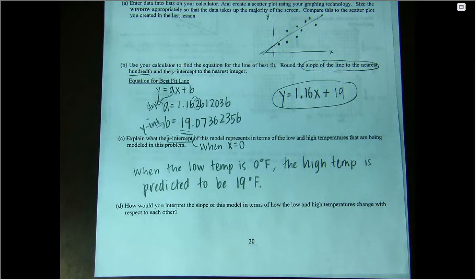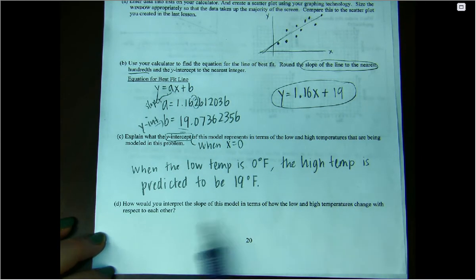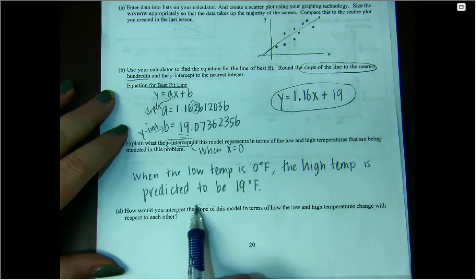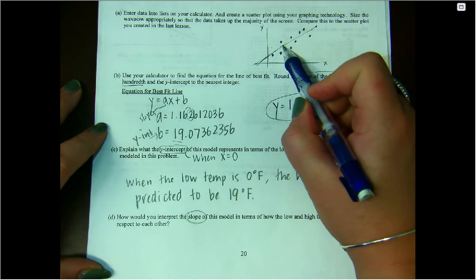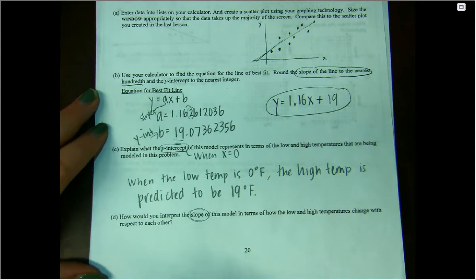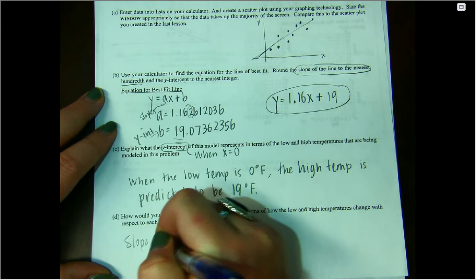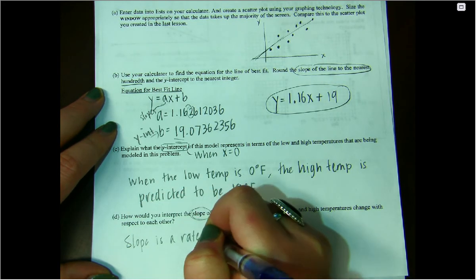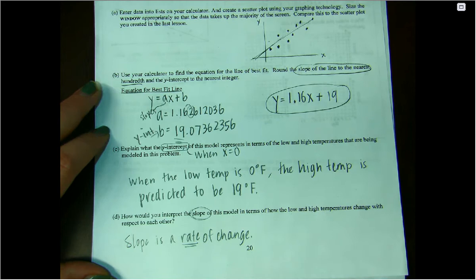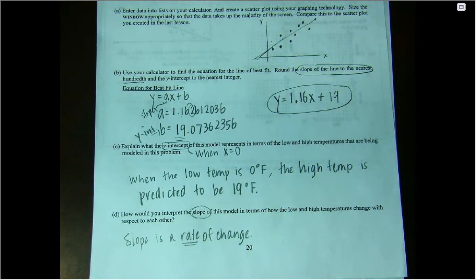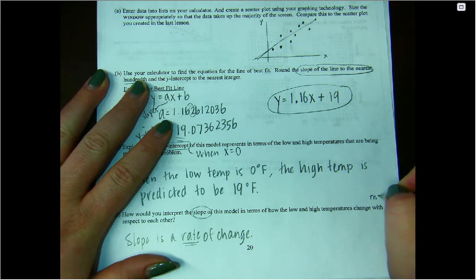Okay. D says, how would you interpret the slope of this model in terms of how the low and high temperatures change with respect to each other? Okay. What does slope represent? Okay. Slope. Up some, over some, up some, over some. The first thing I want to point out to you is that the slope is a rate. Okay. It's a rate of change. Let's say that more specifically. Slope is a rate of change. Okay. When we say find the slope of an equation, we say slope is change in y over change in x.